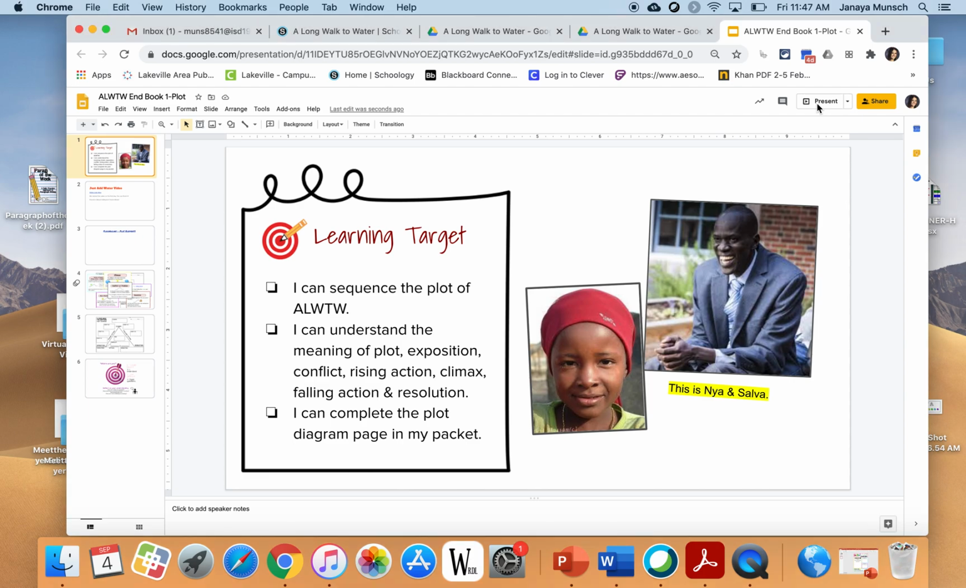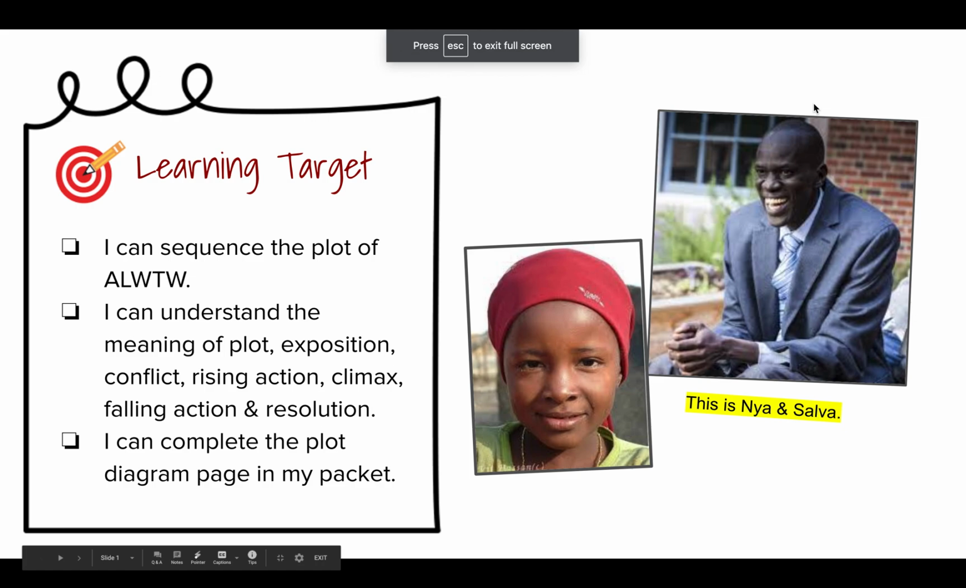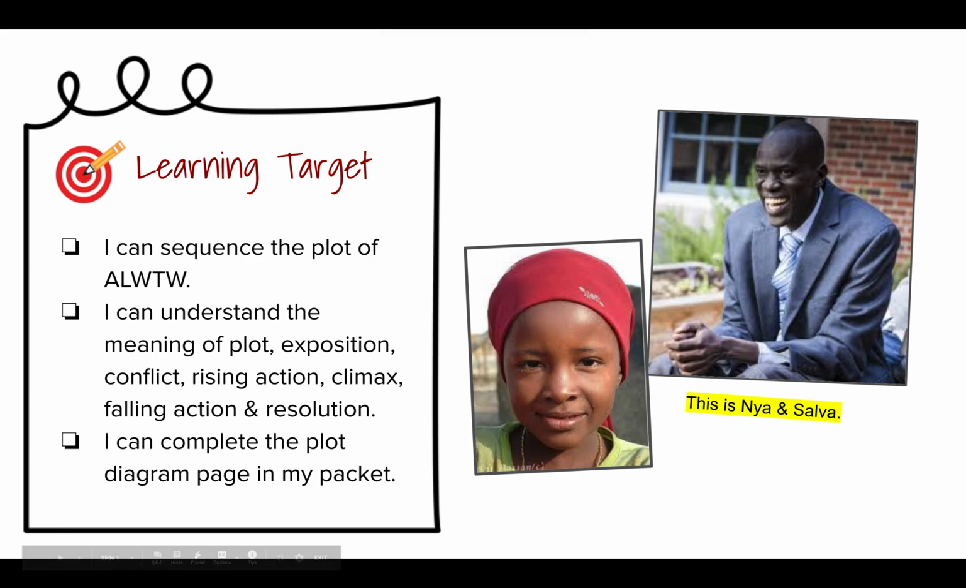Today we are going to sequence the plot of A Long Walk to Water. We will understand the meaning of plot, exposition, conflict, rising action, climax, falling action, and resolution. And we will complete a plot diagram which is found in your packet. Again, this is Salva and Nya from our story.